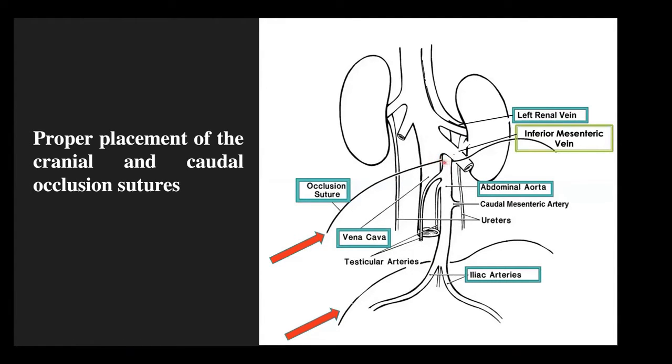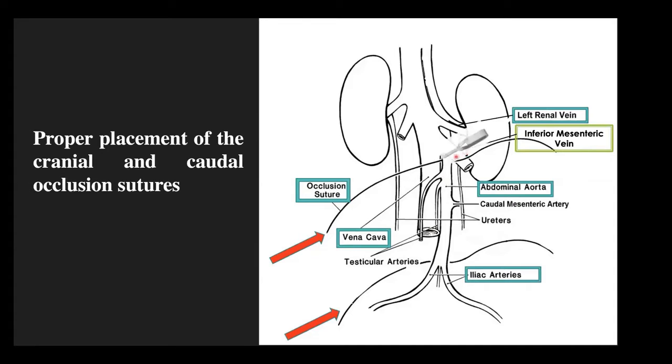And then you pass your 4-0 or 5-0 suture between the two vessels so that it lies underneath the aorta. Again, you do the same in this spot, but be extremely careful not to puncture your vena cava, because here, part of the vena cava runs behind the aorta.